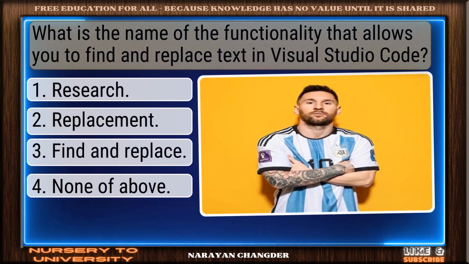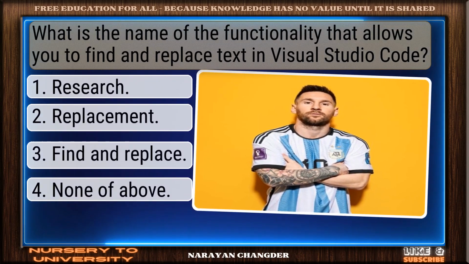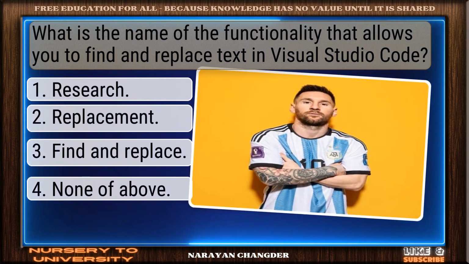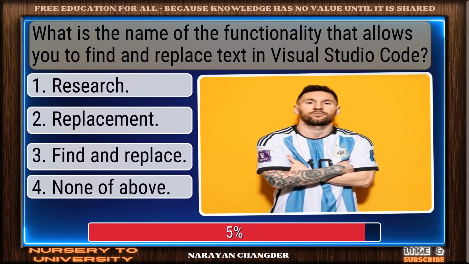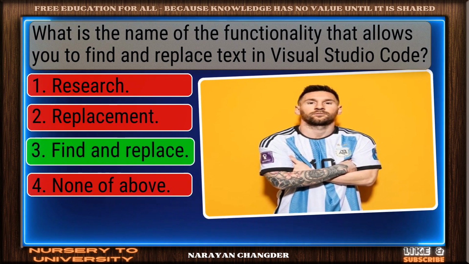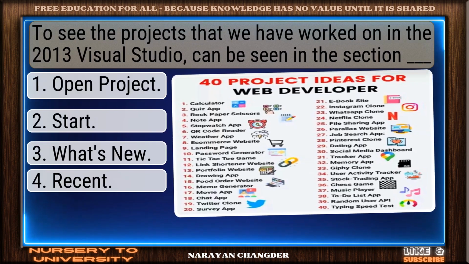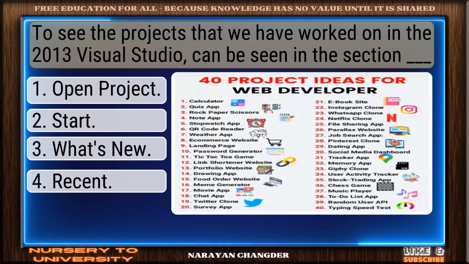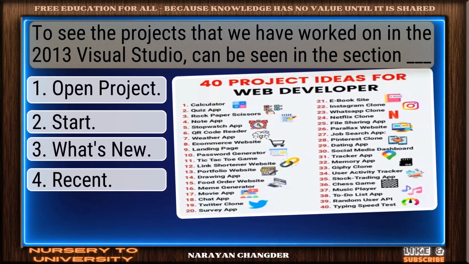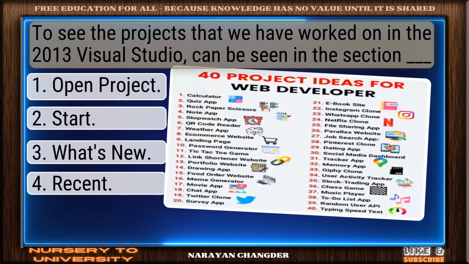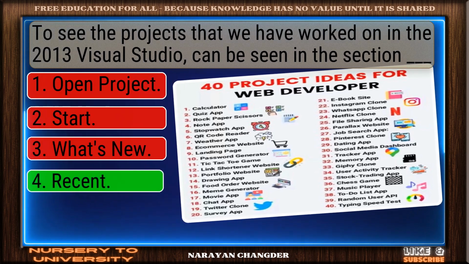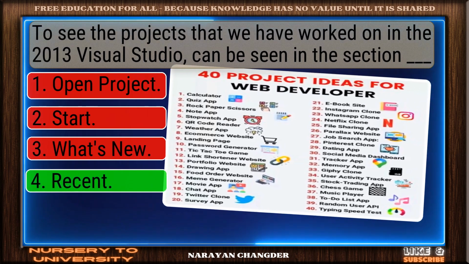Question number 1. What is the name of the functionality that allows you to find and replace text in Visual Studio Code? Great thinking. Find and replace is the right choice. Question number 2. To see the projects that we have worked on in the 2013 Visual Studio can be seen in the section Dash. Nice work. You chose recent and it is correct.